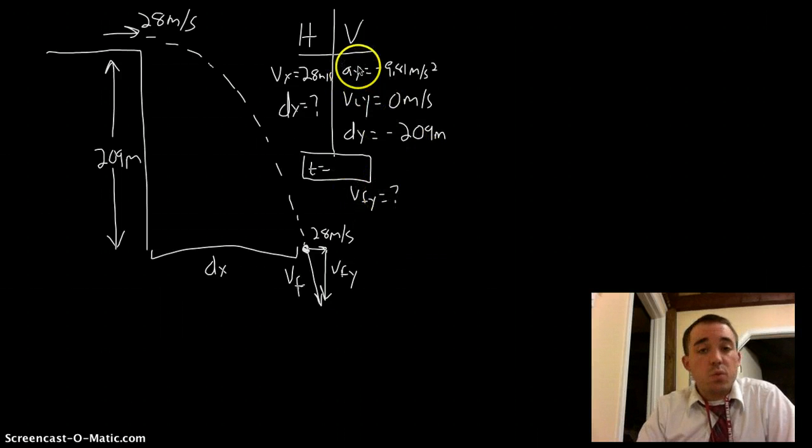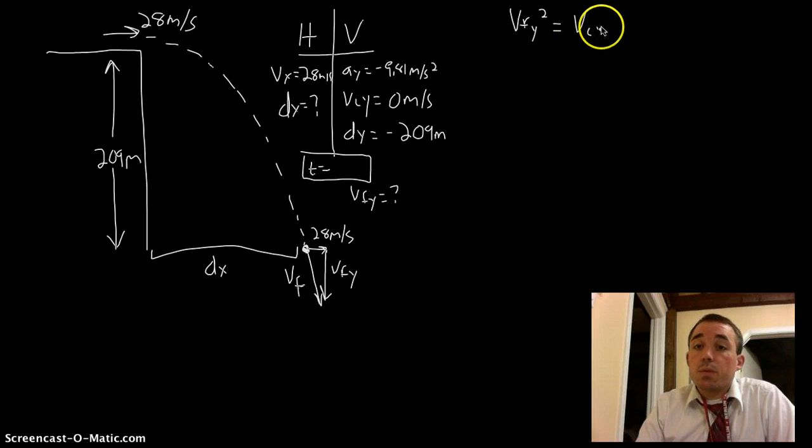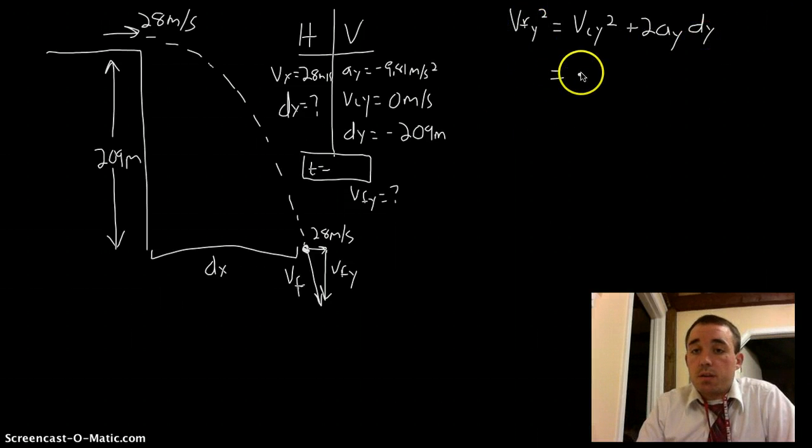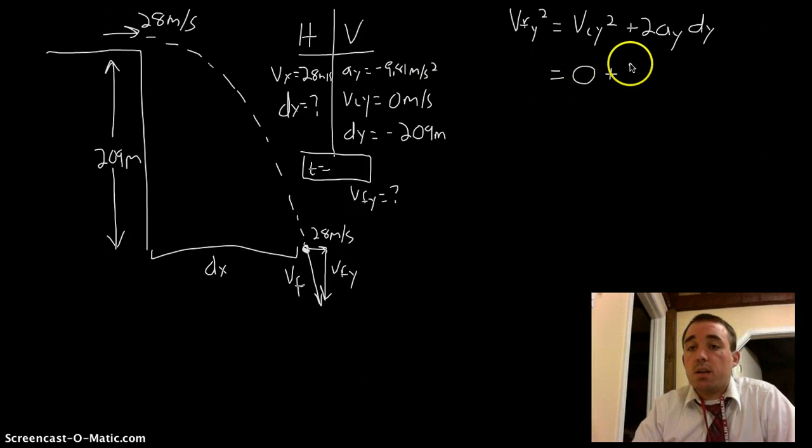You could do it 2 ways. One is find time first, then use the time, but we can also do it directly. So I'm just going to do it directly, using the equation Vfy squared equals viy squared plus 2 ay dy. Vfy is what we're looking for. We know that vi is 0, so 0 squared is 0. No need to write it, because that's still just 0. Times 2 times negative 9.81 times negative 209.